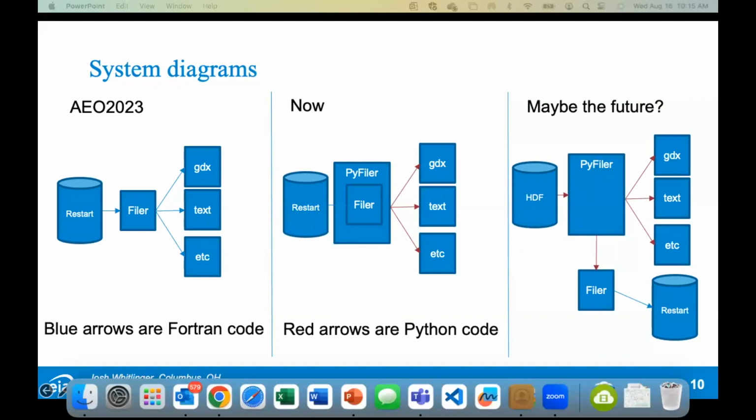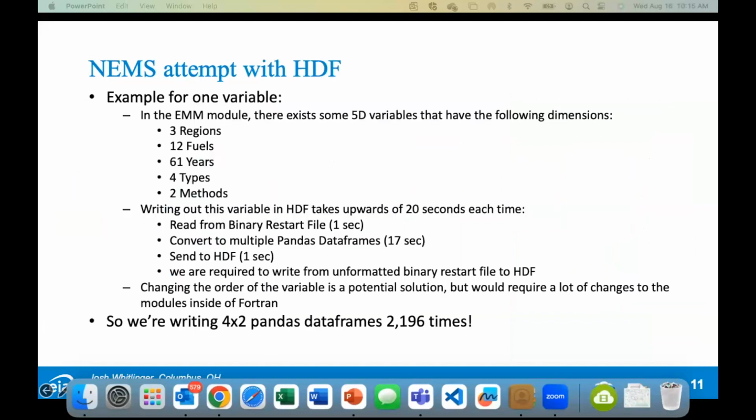We're working with 3,728 variables that are all dimensioned kind of insanely. There are 3-dimensional, 4-dimensional, 5-dimensional matrices. To give you an example, let's use one variable. In EMM, which is one of the modules we use, there's a 5-dimensional variable that is 3 regions by 12 fuels by 61 years by 4 types by 2 methods.